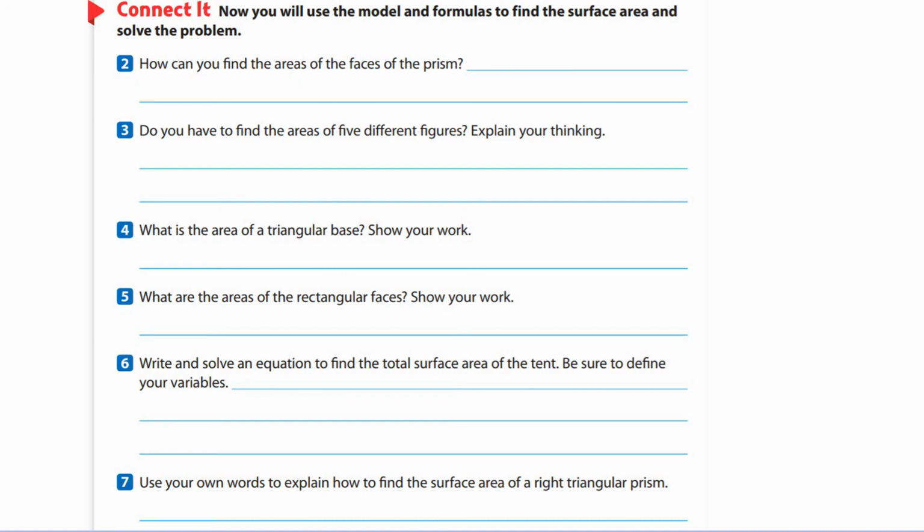And last question, 7. Use your own words to explain how to find the surface area of a right triangular prism. So, what we're going to ask you to do now is pause this video, take your time, solve all the questions to the best of your capability, and when you're ready to see your answers and check your answers, just unpause the video and you'll see the answers.